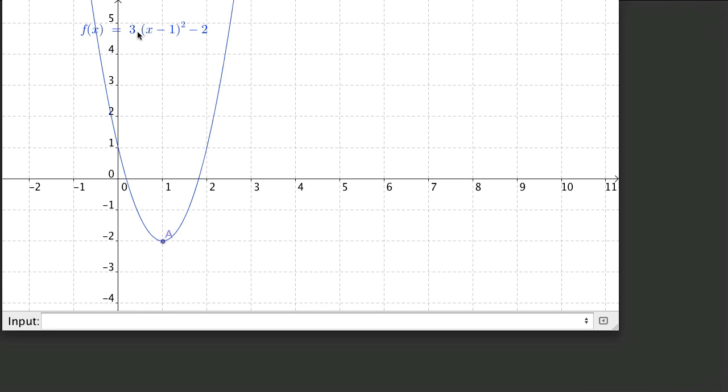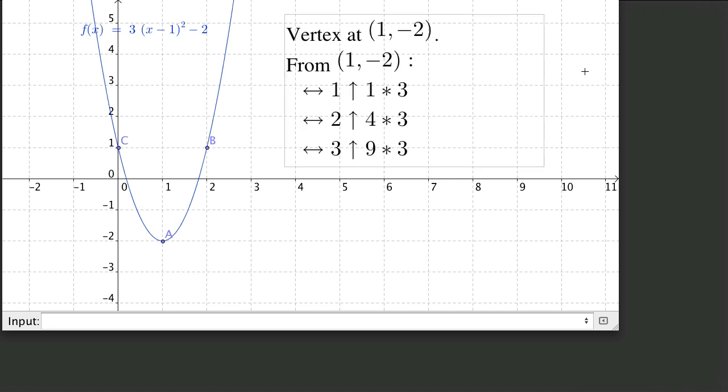Now using the 3, I know that I'm going to go over 1 and up 1 squared times 3, or up 3. And I'm also going to go over left 1 and up 3. So I get those 2 points added onto my parabola. And there they are. So the first thing to know about vertex form is that the vertex is at the point h, k, where h is the opposite sign of what you see inside the parentheses. And from that point, you go over 1, up 1 times the a coordinate, over 2, up 4 times the a coordinate, and over 3, up 9 times the a coordinate. So that's how you draw a parabola using vertex form.